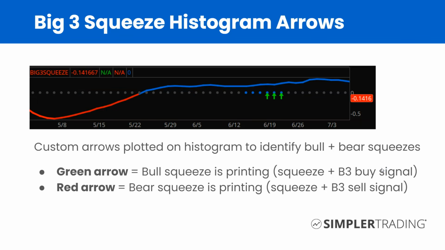And then we have the squeeze arrows. So my favorite trade, if I'm looking to get long, is a combination of an active squeeze and an active big three buy signal. So down in the squeeze histogram, you have your green arrows or your red arrows. If the green arrow is printing, you have what I would call the bull squeeze: an active squeeze and an active buy signal. The opposite would be the red arrow, and that's your active squeeze with an active sell signal.